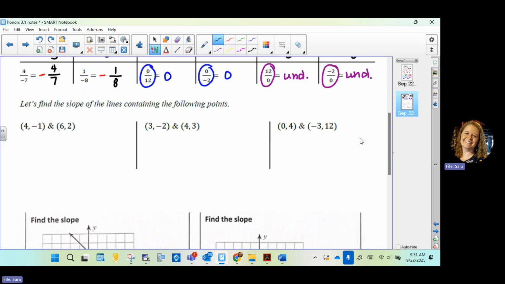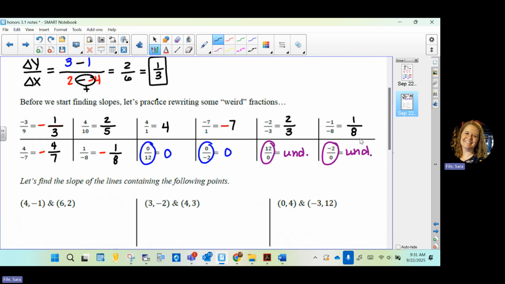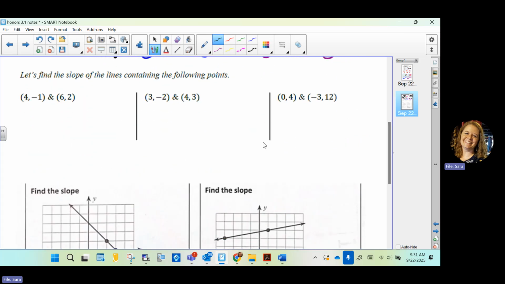Okay. So then we're going to do the same thing here that we did on this first one. We're doing change in y over change in x.